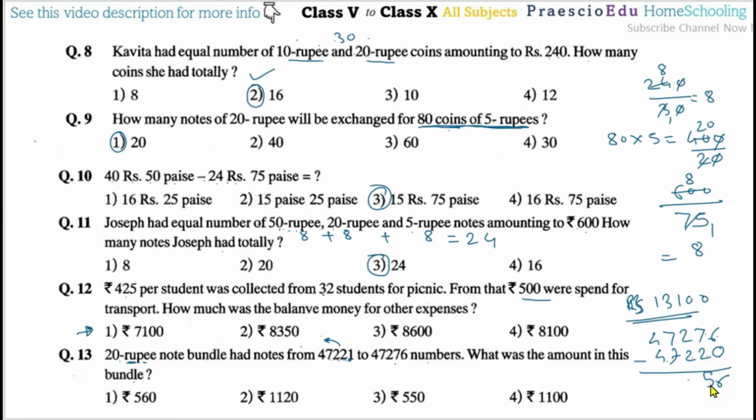So there are 56 notes, and each note has a value of 20. So 20 multiplied by 56, so it is 1120. So option number 2 is the correct one.